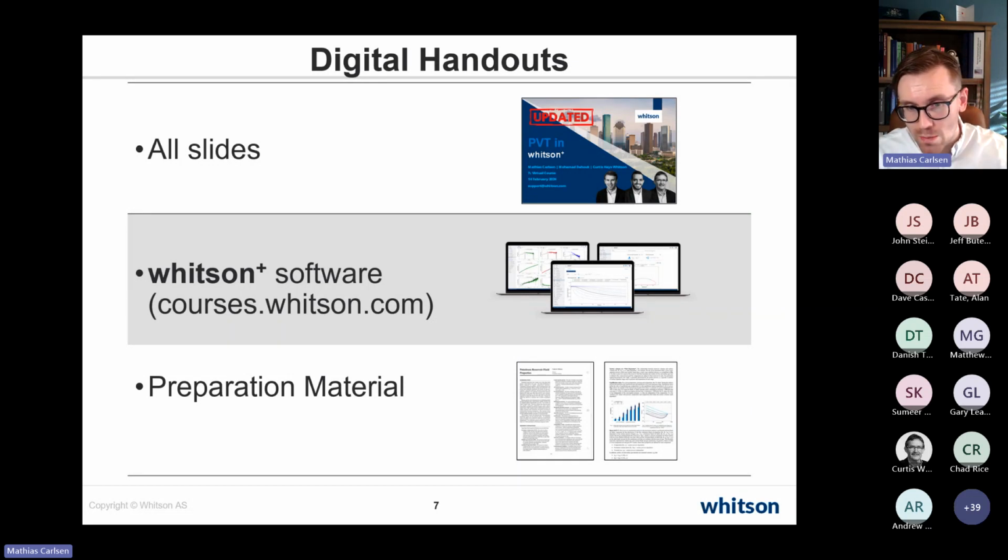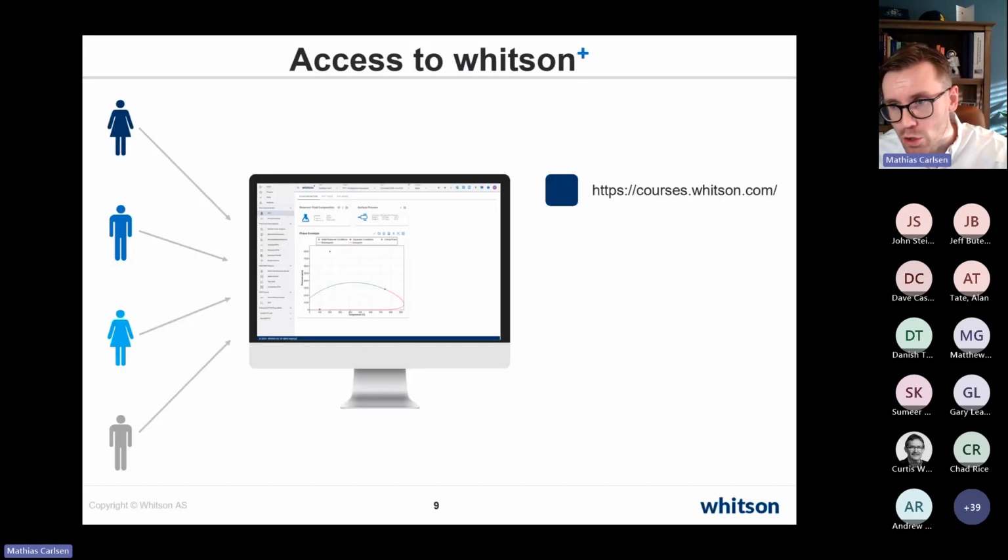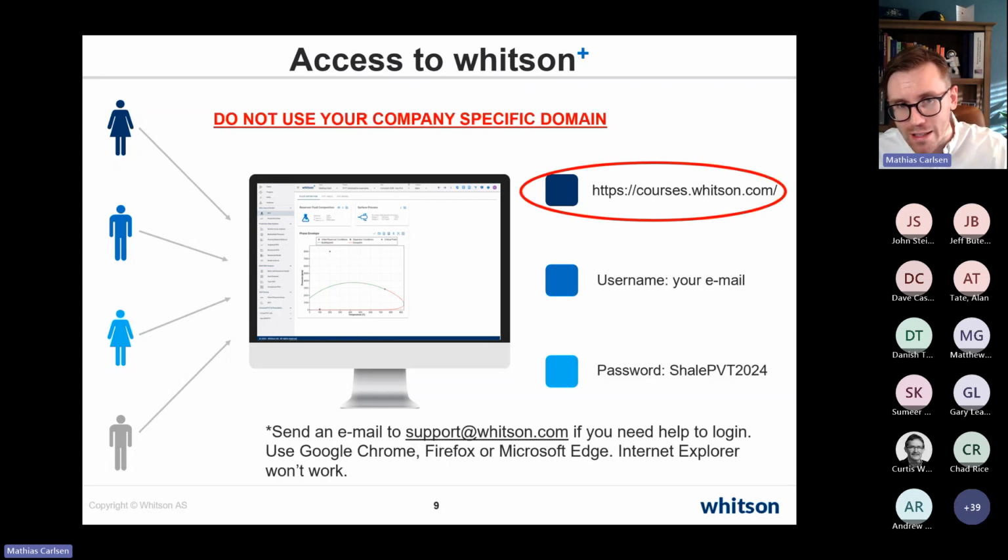There was also some preparation material sent out. That preparation material we really recommend you read, especially if you haven't had that much exposure to PVT before. I mentioned this already, but just make sure that you have access to Whitson Plus. Most of you actually have access to Whitson Plus through your company, but this is a different domain, dedicated for courses, and there's a field there that we're going to use for the exercises. But there's no usage of that until later in the class.